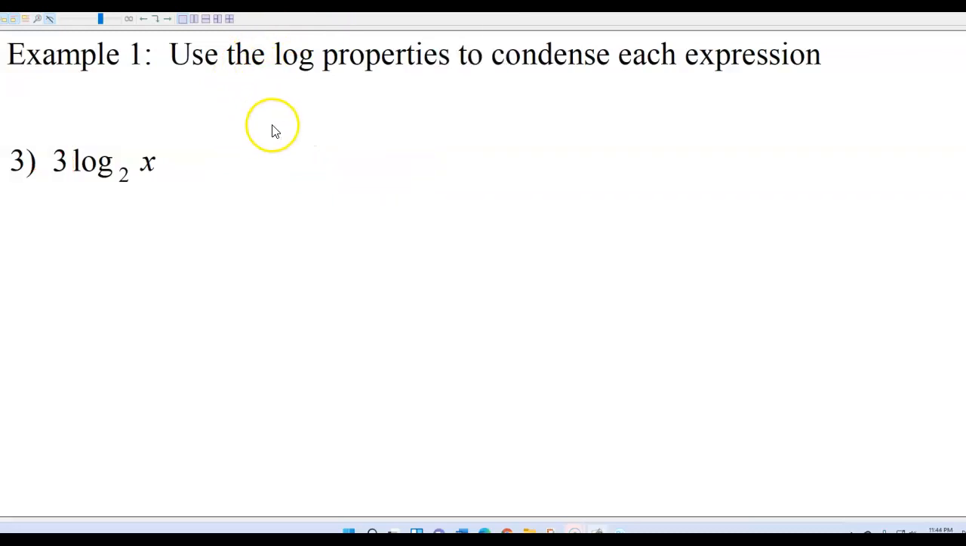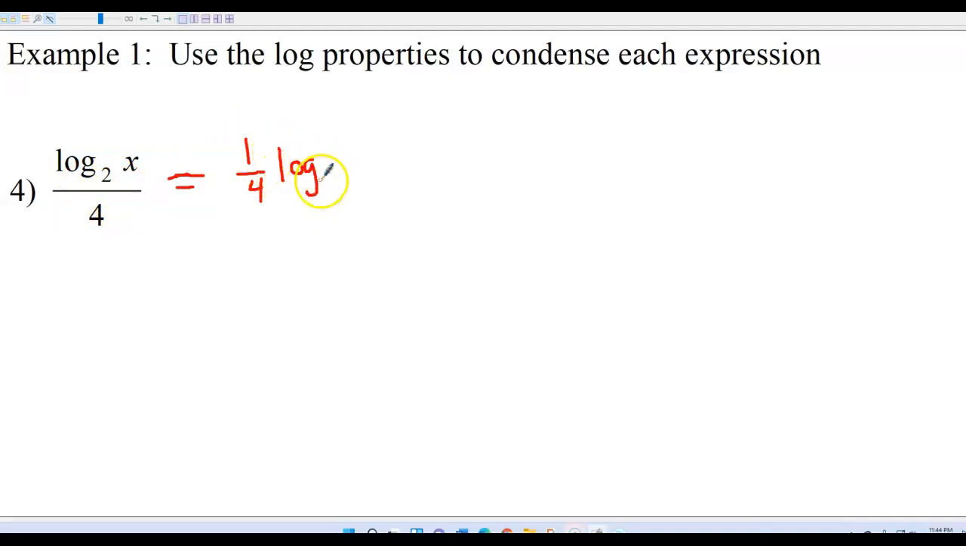Let's go ahead and take a look at number 4. We're going to make them a little bit more challenging here as we go. This is a weird looking situation. But first of all, I want to start by rewriting this. If you ever have a number being divided by 4, that's the same thing as multiplying that number by 1/4. So I'm going to rewrite it basically to begin with. So instead of thinking of this as log base 2 of x divided by 4, I'm going to think of this as log base 2 of x being multiplied by 1/4. That's the same thing. Okay?